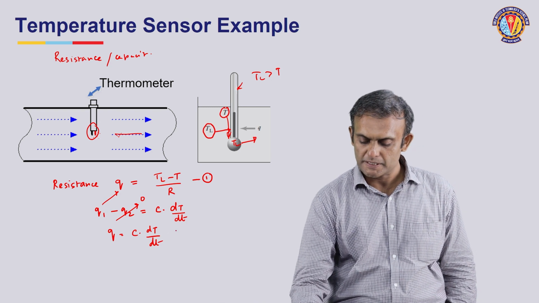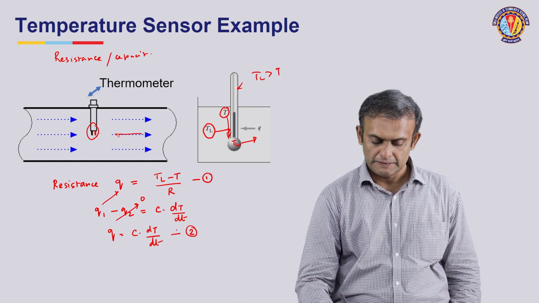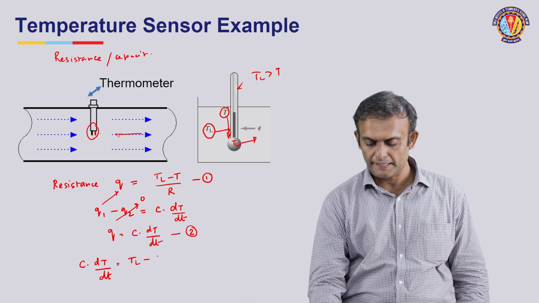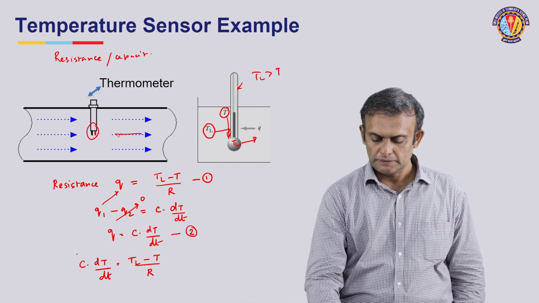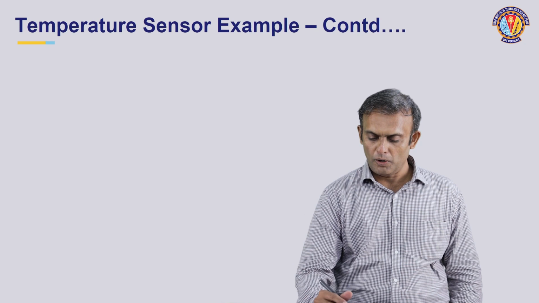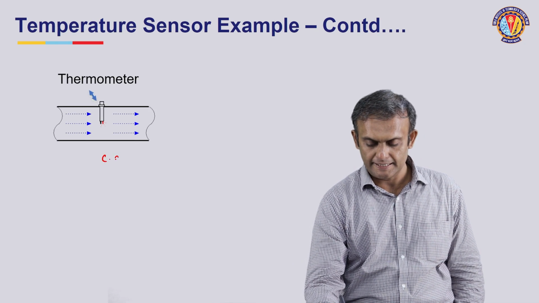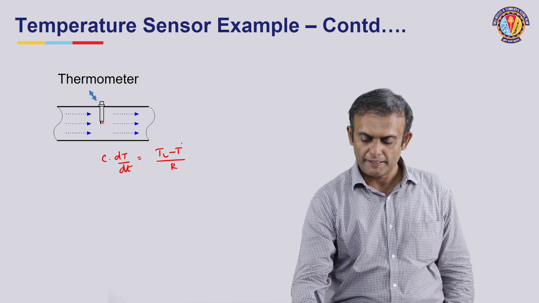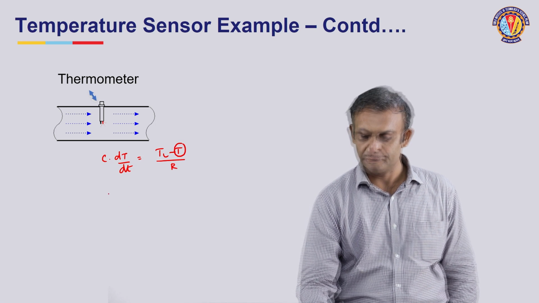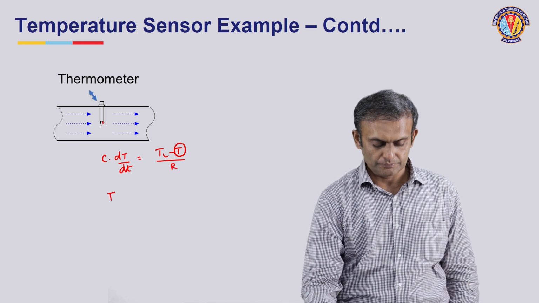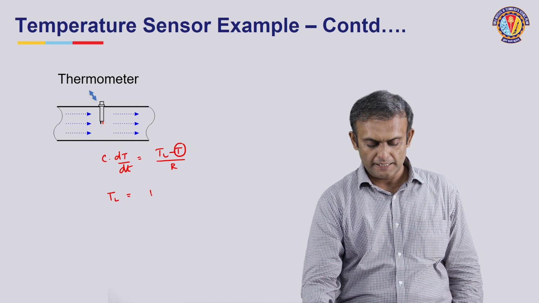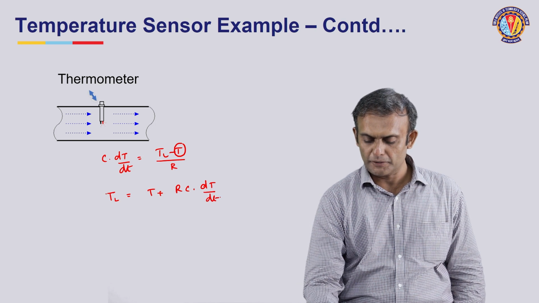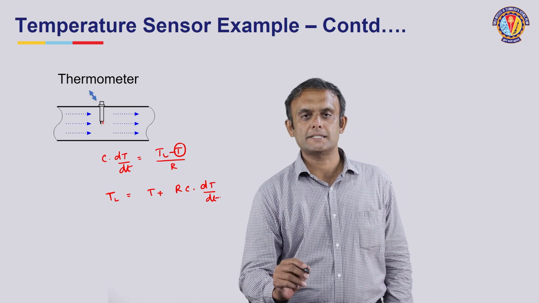Now if we combine these two equations, 1 and 2, we get an equation like this: C dT by dt equals (TL minus T) divided by R. That's our equation. What is our objective? Our objective is to find out how the temperature of the sensor varies with respect to time. We can rewrite this equation as TL equals T plus RC dT by dt. So this is a very familiar equation that you might have seen even in our resistance capacitance model also.